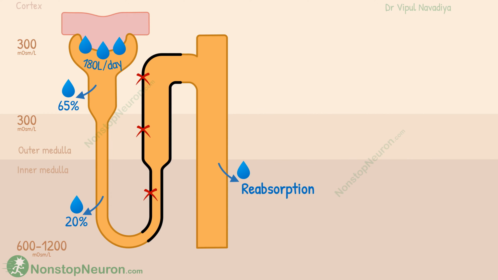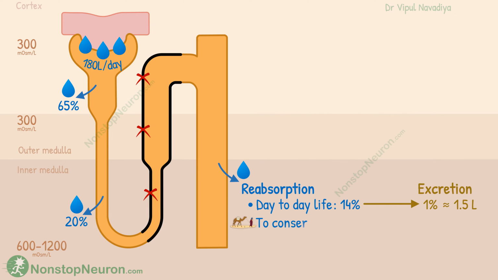So no water is reabsorbed from here. Reabsorption from the subsequent remaining portion depends on the body's needs. In normal day-to-day life, 14% is reabsorbed. So about 1%, or 1.5 liters of water, is excreted every day. If the body needs to save water, the reabsorption increases. In such cases, excretion can get as low as 0.3%, or 0.5 liters.